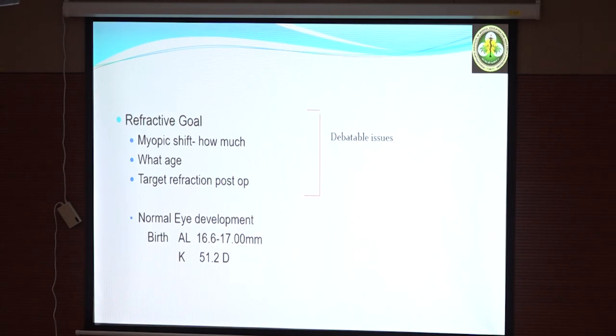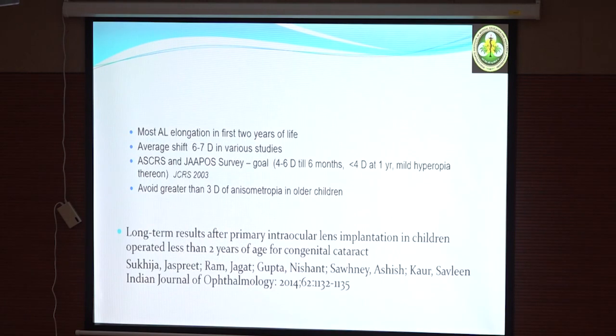So remember, the axial length at birth is about 16.6 to 16.7, and you have a steep cornea which gradually changes over time. Most axial elongation occurs in the first 2 years of life, remember that. And the average myopic shift which has been observed is 6 to 7 diopters when you are operating on infants. So for infants, this is the amount of shift, so you might undercorrect about this much.